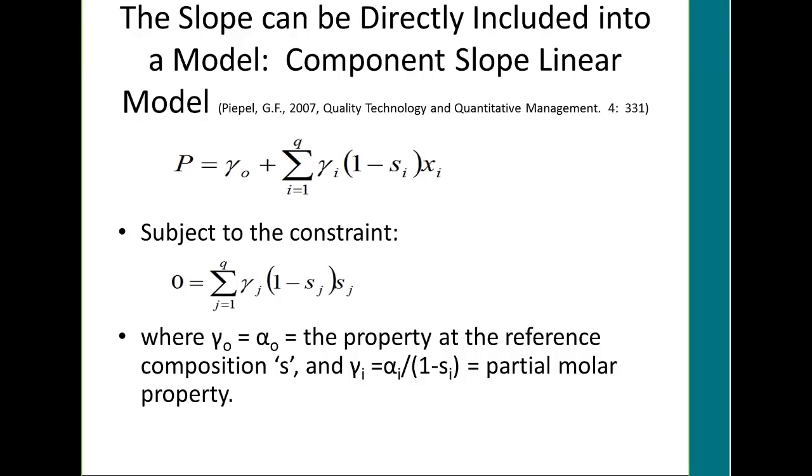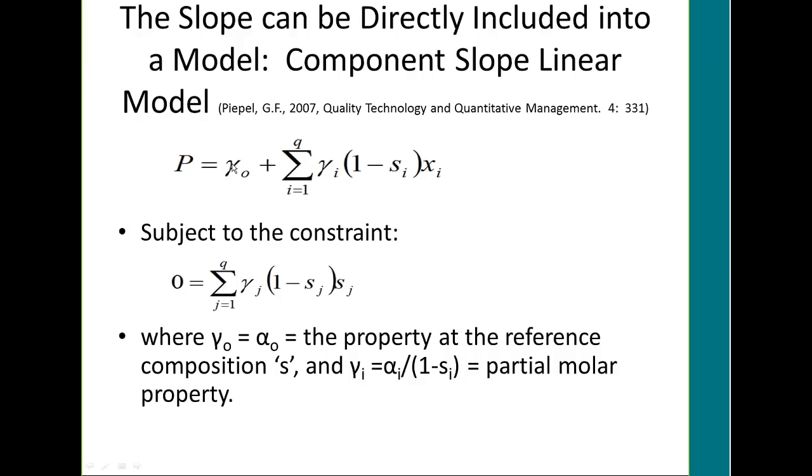All right. So I talked about a slope between a target composition and a pure component. That has meaning. That's a partial molar property, and there's a lot of understanding of the underlying physics that you can gain from those coefficients. We have actually started putting that slope into models, and this is an example. It's called the component slope linear model. This is a very simple first order model.